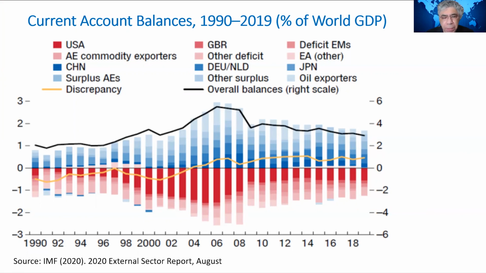As you can see in the chart, after peaking in 2007 at around 6% of world GDP, global current account imbalance declined to 3% of world GDP in 2018. In the 2000s, there was a fierce debate on whether the rising current account imbalance that you can see in the chart was pointing to some sort of a sudden stop of capital flows and some sort of financial crisis.